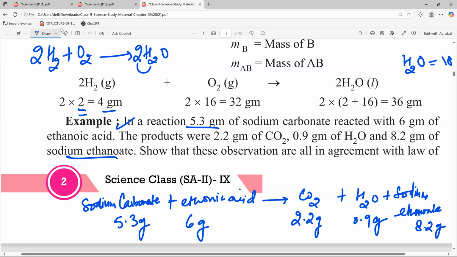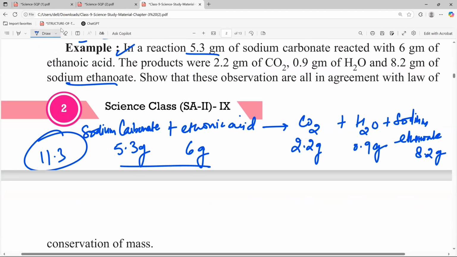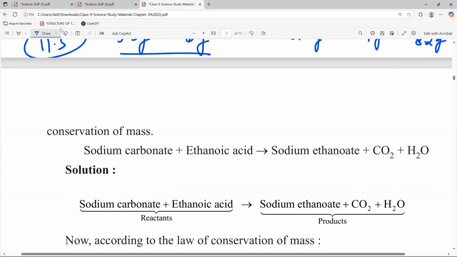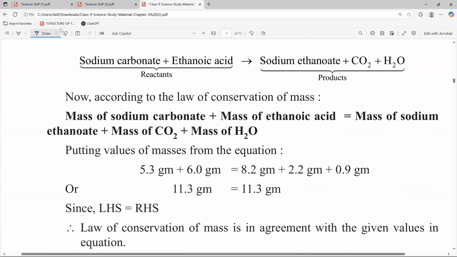Yes, sir. So what you will get as a total here is 11.3, and when you add all of these you will also get 11.3. Since it is following the law of conservation of mass, you can write it accordingly. Write this as reactant and this as product, and you will see that the reactant and product sides are equal, so it is following the law of conservation of mass. So start writing it please, fast.